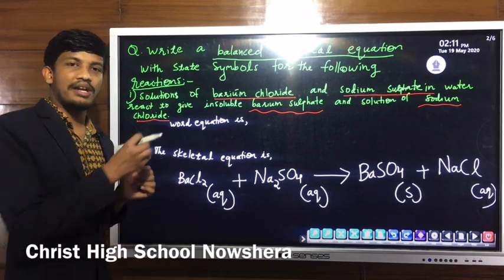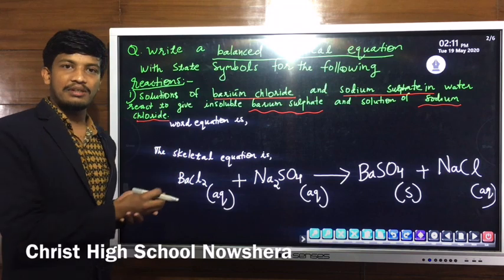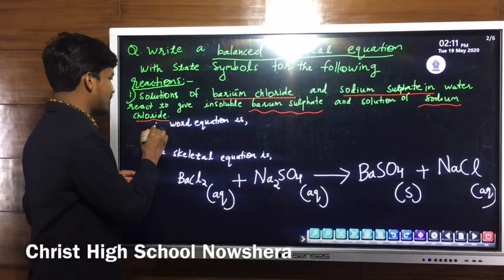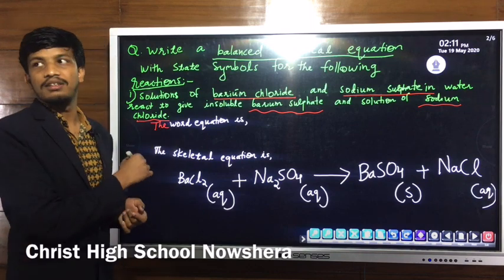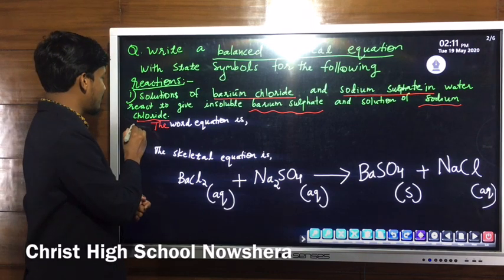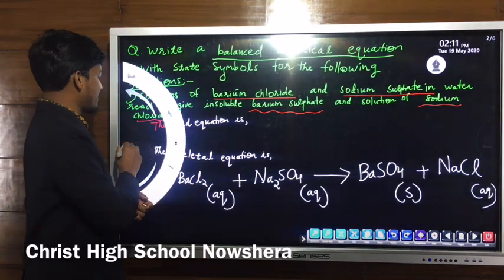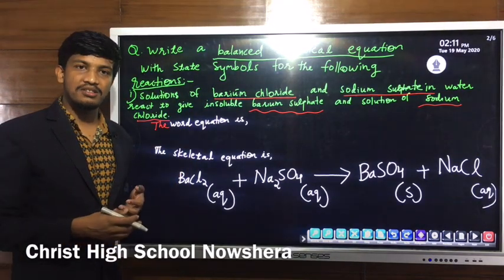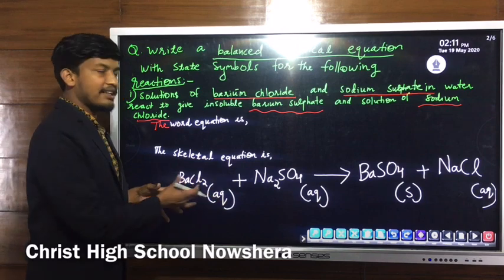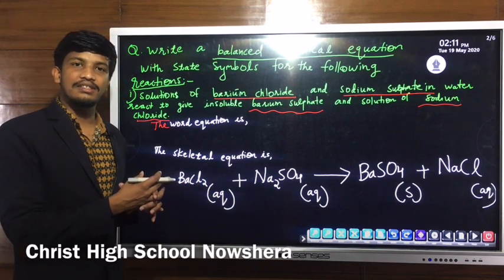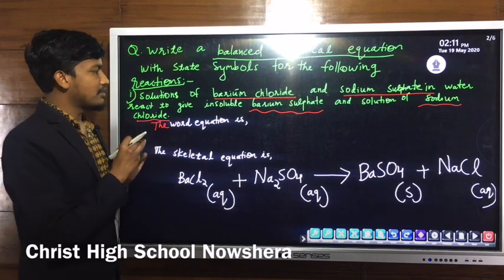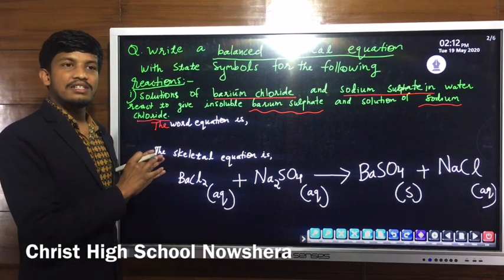Now we have to write its balanced chemical equation. The first step is to write the word equation. Then we will write the skeletal equation or unbalanced equation. Then we will balance it and we get the answer, the balanced chemical equation. So the first step is we will write the word equation.